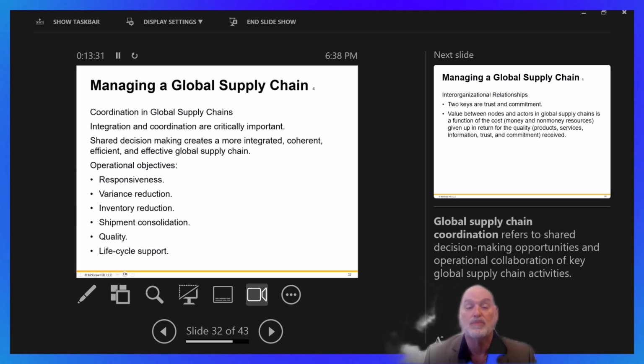Coordination in global supply chains: integration and coordination are critically important. Shared decision-making creates a more integrated, coherent, efficient, and effective global supply chain. What are the operational objectives of this? Responsiveness, variance reduction, inventory reduction, shipment consolidation, quality, and life cycle support.